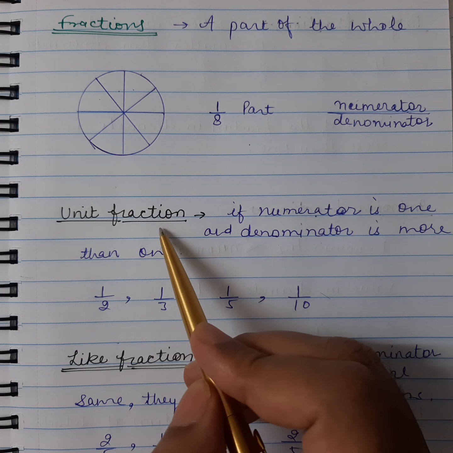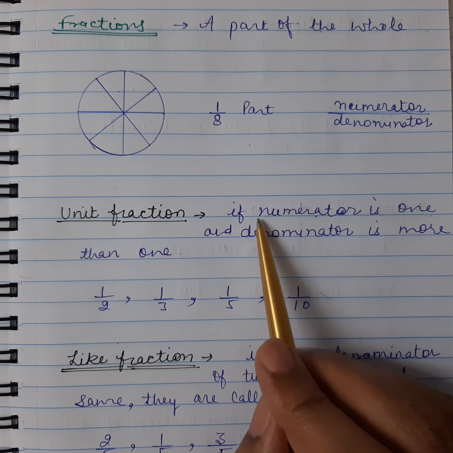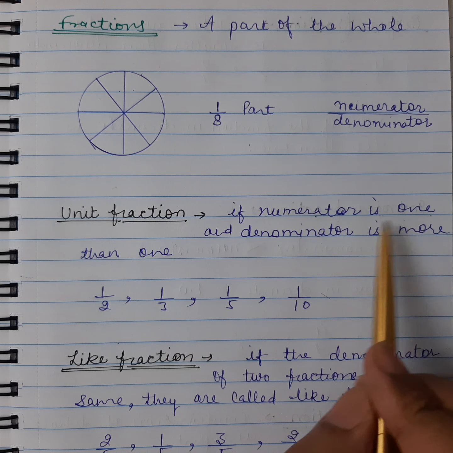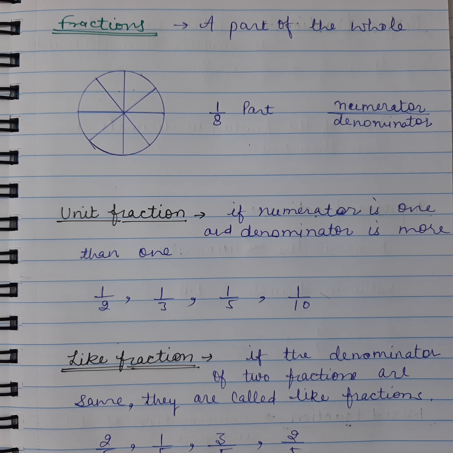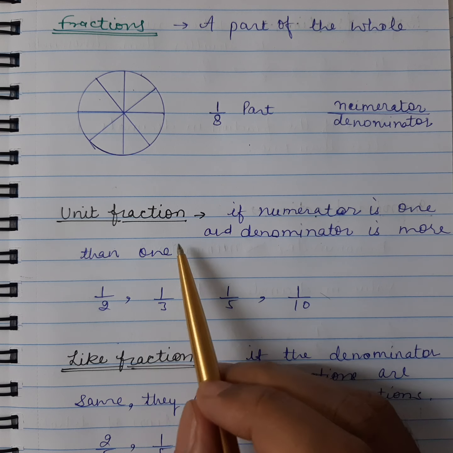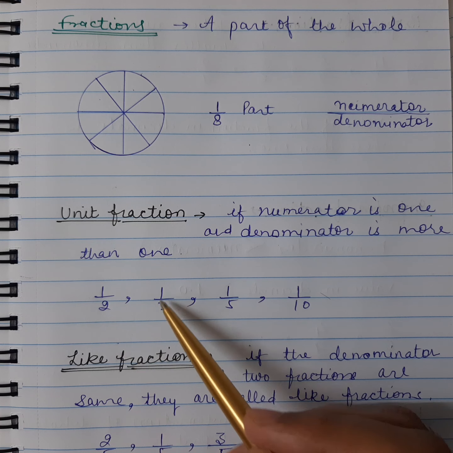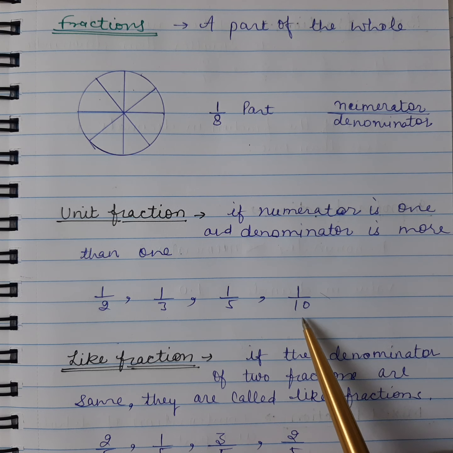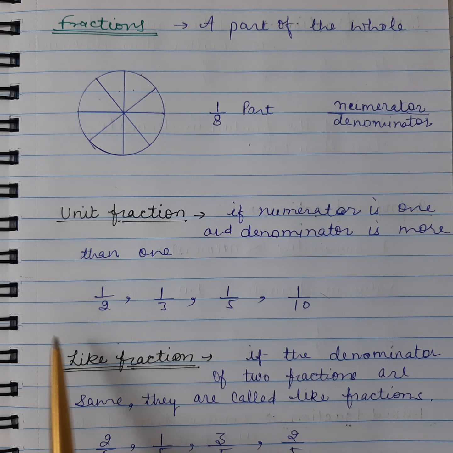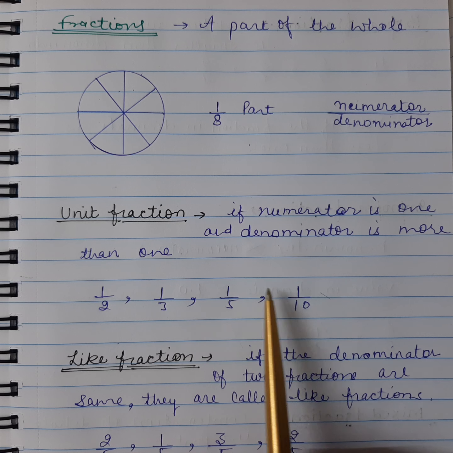First, unit fractions. If the numerator is 1 and the denominator is more than 1, that fraction is called a unit fraction. For example, 1 by 2, 1 by 3, 1 by 5, 1 by 10. All these fractions are called unit fractions because they have 1 as a numerator.